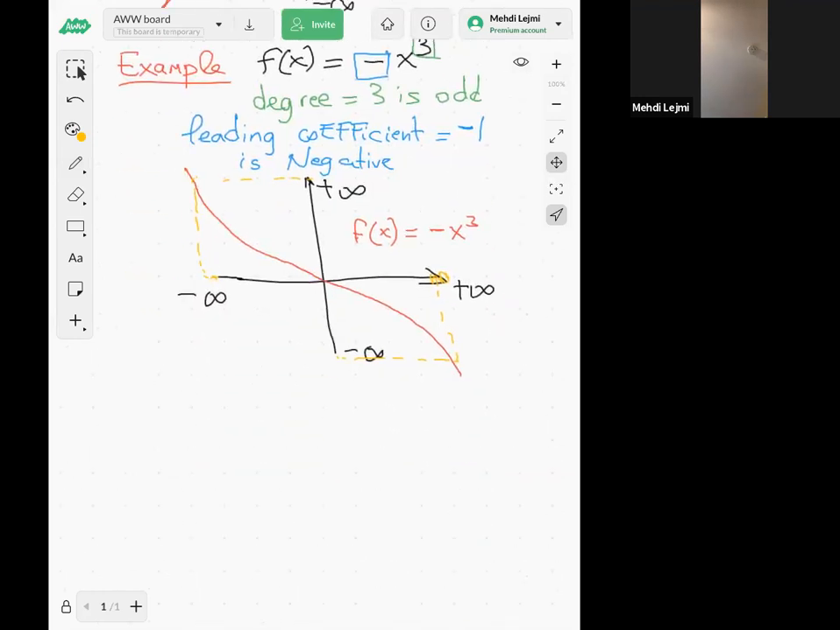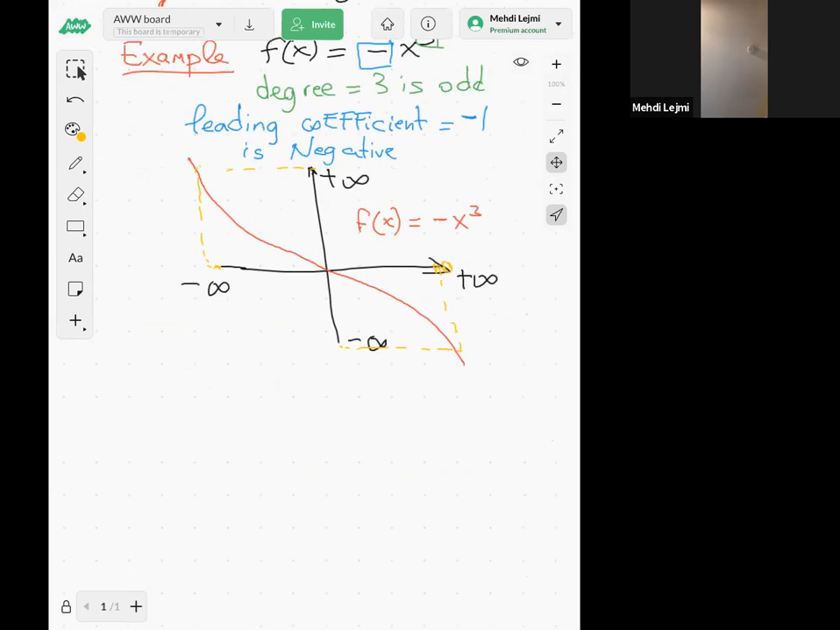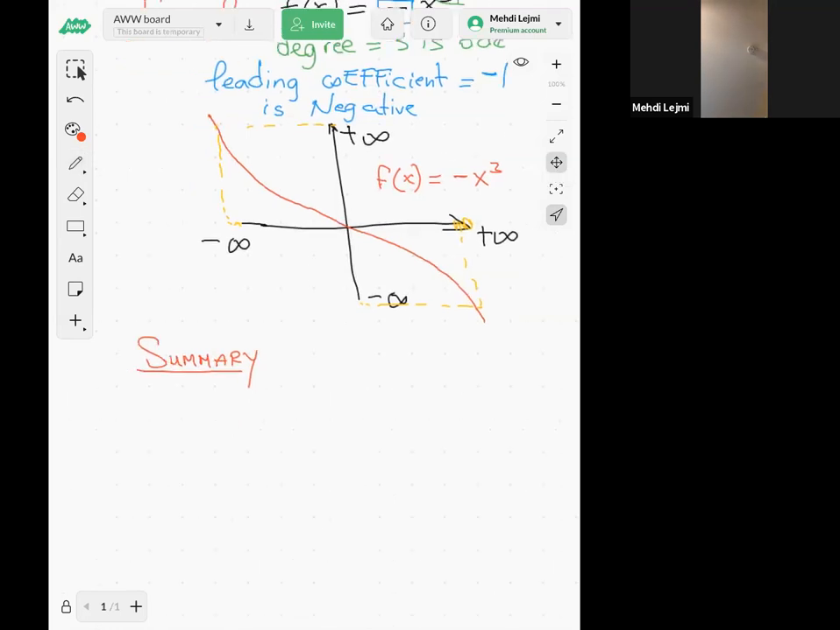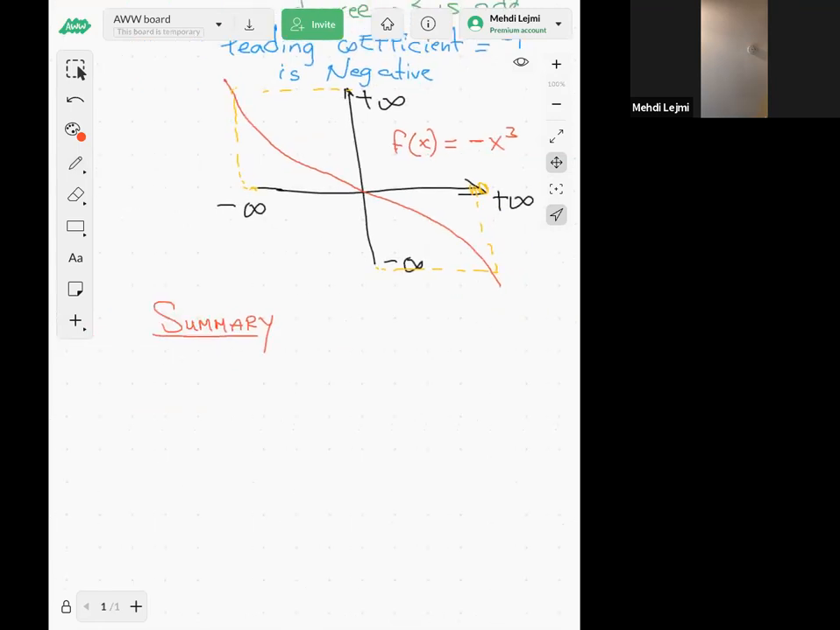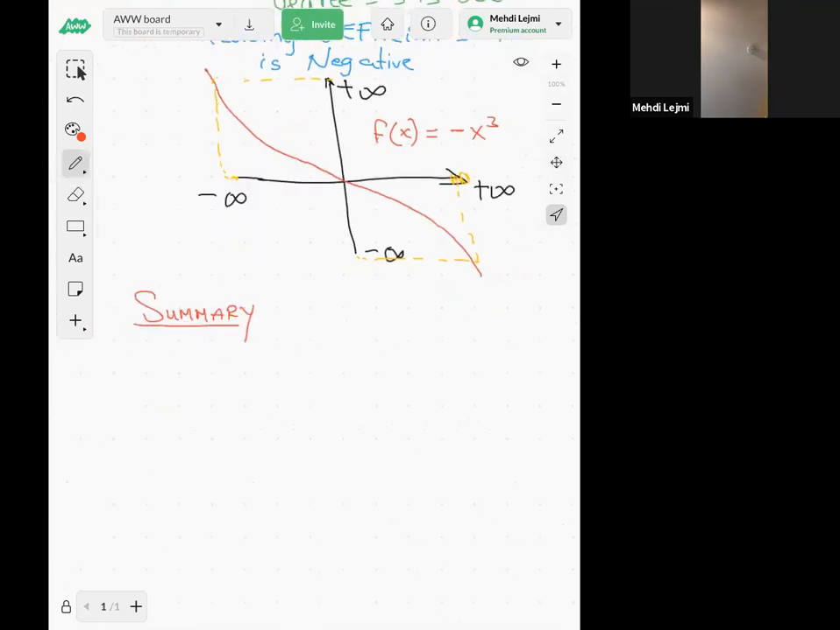So, a summary, guys. You see this behavior at infinity depends on the degree and the sign of the leading coefficient, right? So we are going to have the following table.